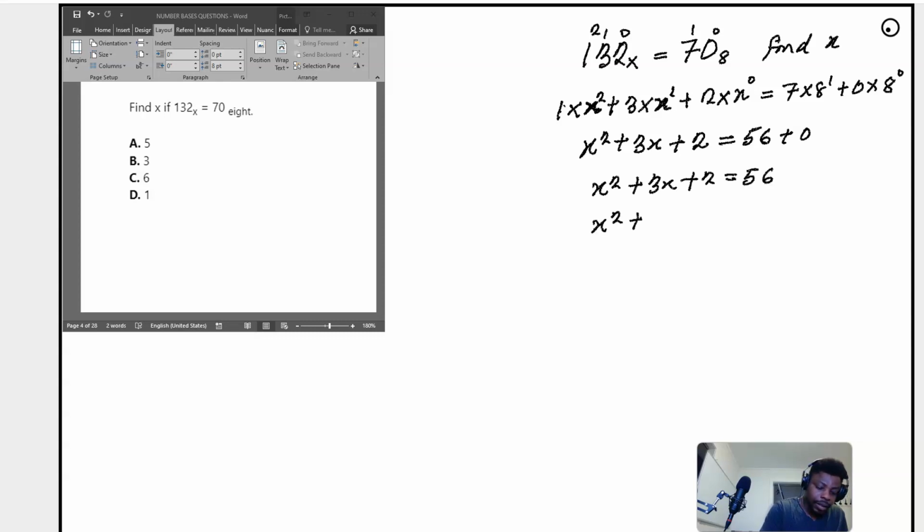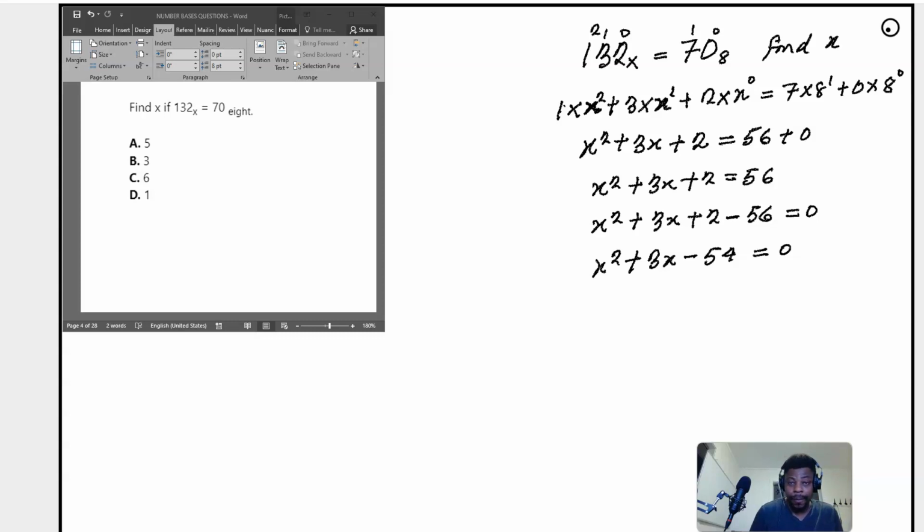So x squared plus 3x plus 2. You can take 56 to the other side here. That is minus 56. This is actually an equation. Then x squared plus 3x minus 54. So this is now a quadratic equation. You can check out my videos on quadratic equations so you can have an understanding of this. Now, here I can easily do this.